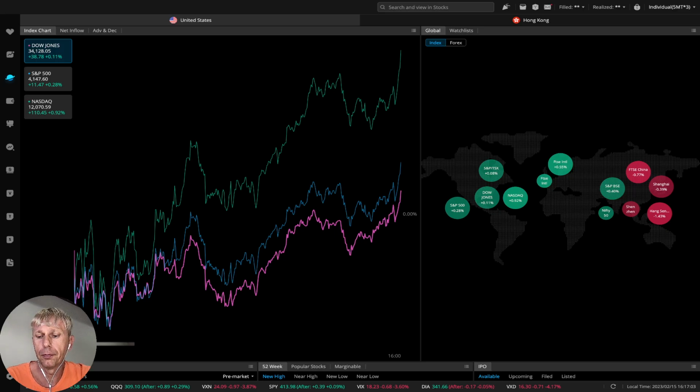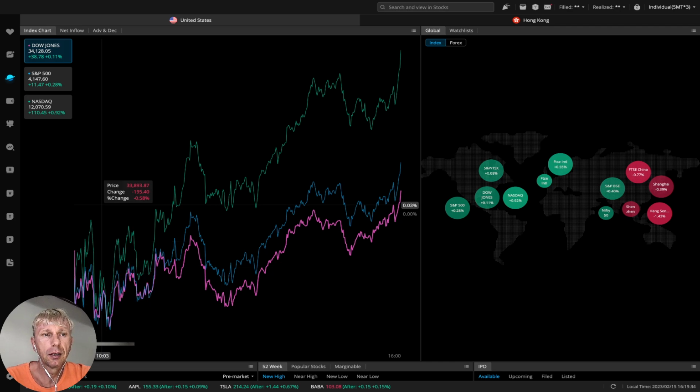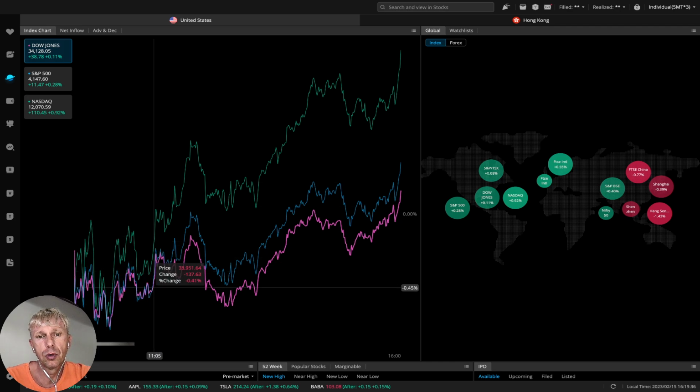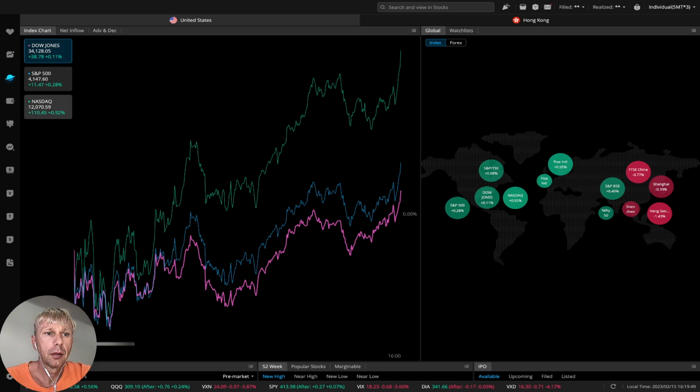Let's move to TradingView. Today it started negative for all indexes, and during the day it moved up and closed green for all American indexes, red for China. Nasdaq was the most powerful today, almost 1% up, 0.25% for S&P, and Dow Jones almost flat.